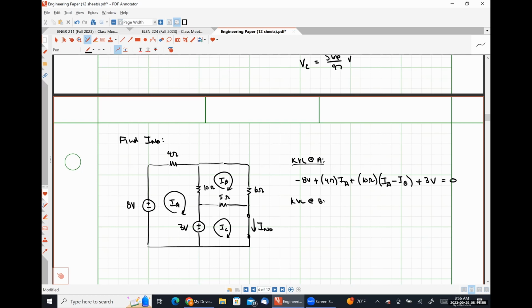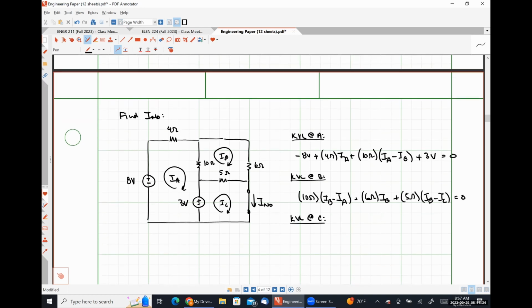Then I have KVL at mesh B. So that's going to look like 10 ohms times IB minus IA plus 6 ohms times IB plus 5 ohms times IB minus IC is equal to 0. And lastly, KVL at mesh C is going to look like negative 3 volts plus 5 ohms times IC minus IB is equal to 0.